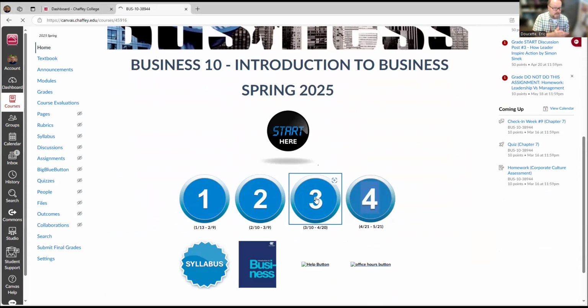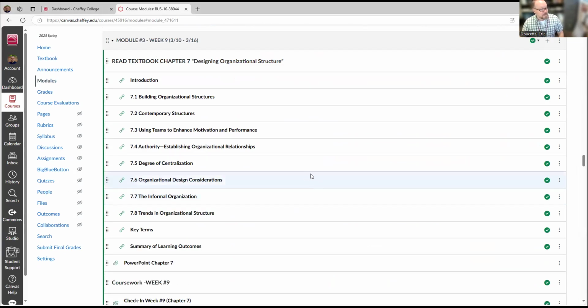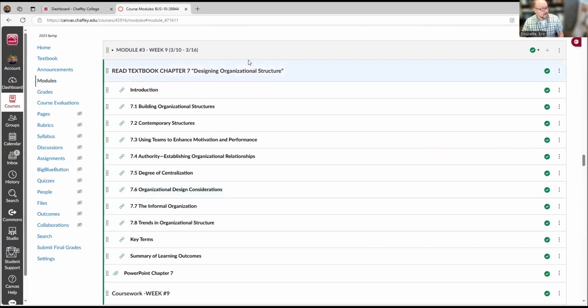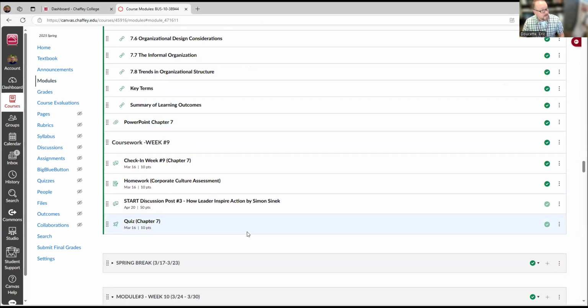This means that we're at the halfway point in our class, and we have 9 more weeks to go, and the last week, of course, will be finals. But here we are looking at Chapter 7. So again, read the chapter, and you can read it right here in Canvas just by selecting each folder and reading, and then clicking the next button. You have a PowerPoint as well. And as we move down here, here's your coursework for this week.